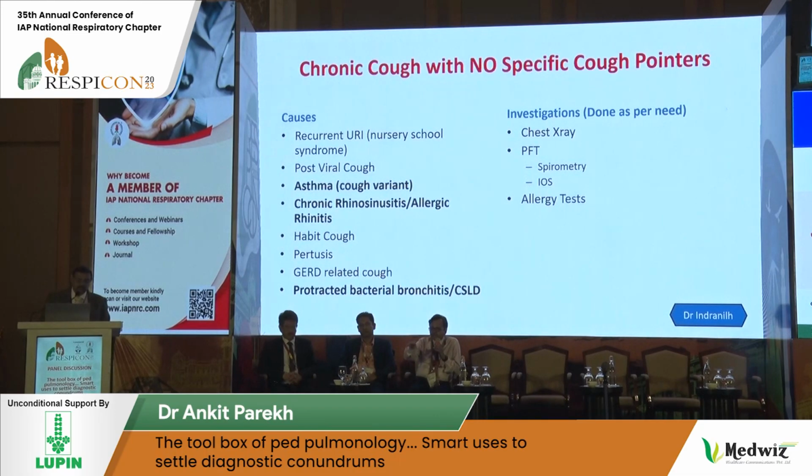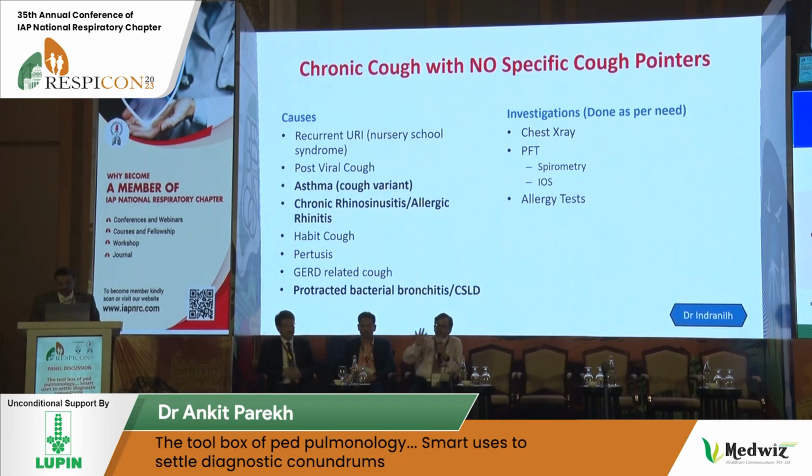So again, as elaborated here, chronic cough with no specific cough pointers, recurrent upper respiratory infection. Post-viral cough is another important cause, but it is usually not for 4 months. If it is between 2 and 6 weeks, we can think it is a post-viral cough. Asthma and chronic rhinosinusitis due to allergic rhinitis are the two important causes, and in this case there is a pointer, because the stuffy nose and rhinorrhea is one of them. Habit cough, pertussis, GERD, and protracted bacterial bronchitis are the differentials.